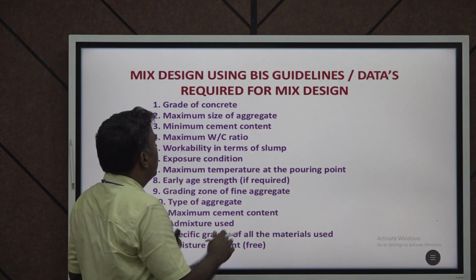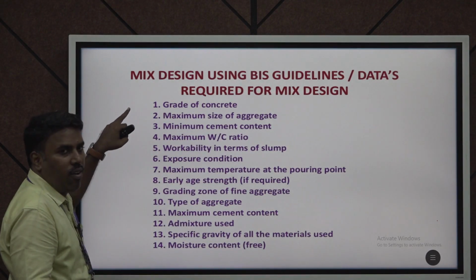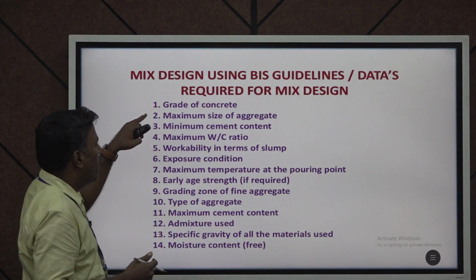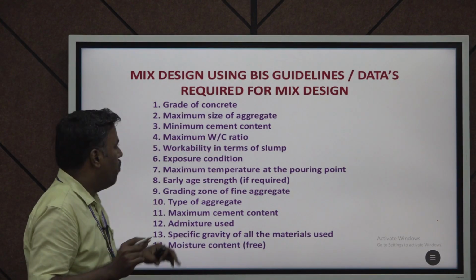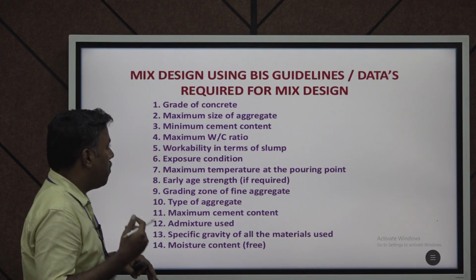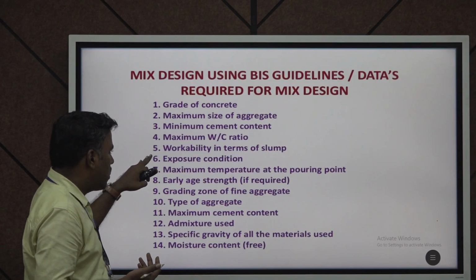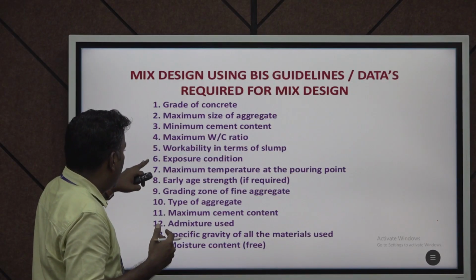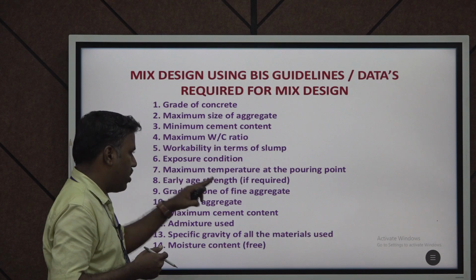These are all the data required for mix design. First one is grade of concrete, like M20, M30, M40. Second one is maximum size of aggregates. What is the maximum size of aggregate we are going to use in this concrete, and minimum cement content. Fourth one is maximum water cement ratio. Fifth one is workability. Sixth one is exposure condition, like moderate, low. Seventh one is maximum temperature. Eighth one is early stage strength.